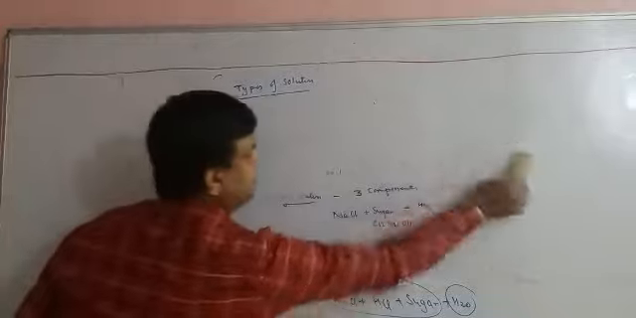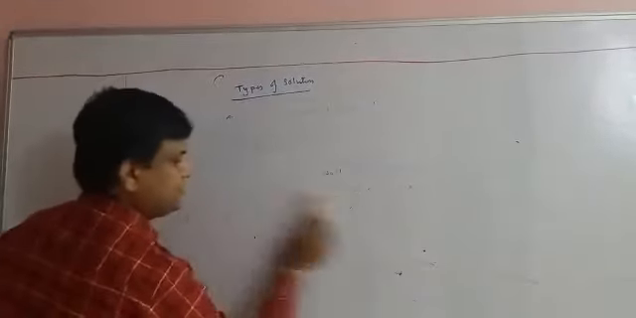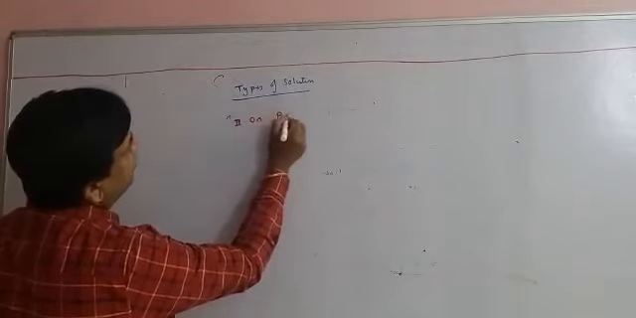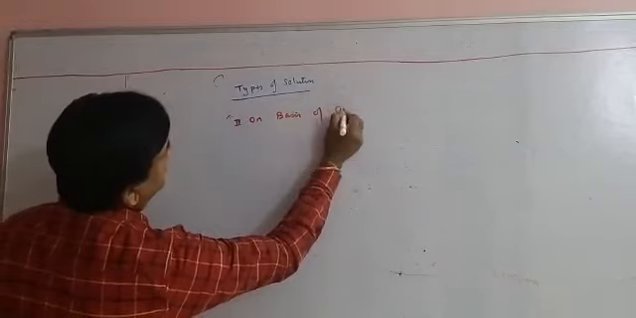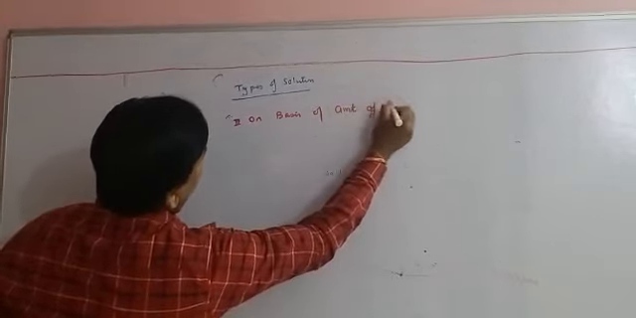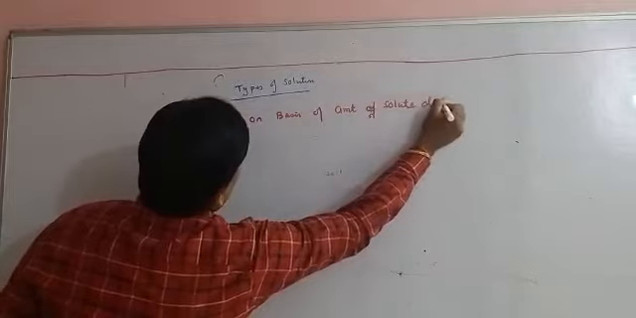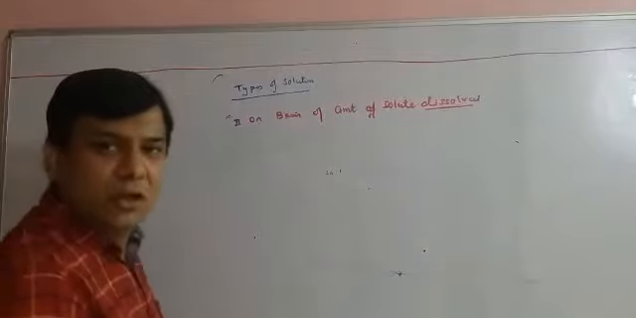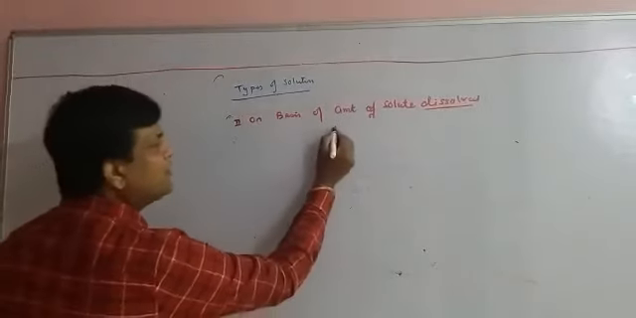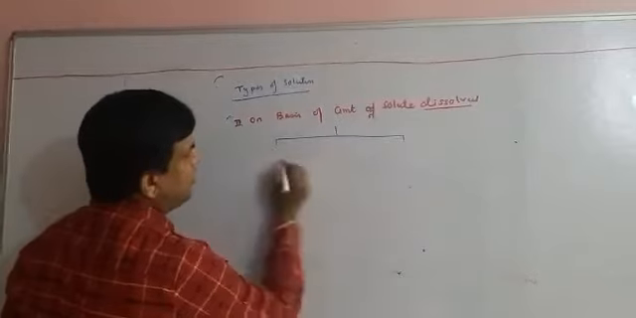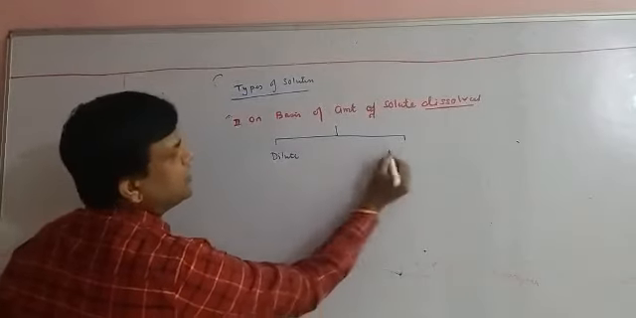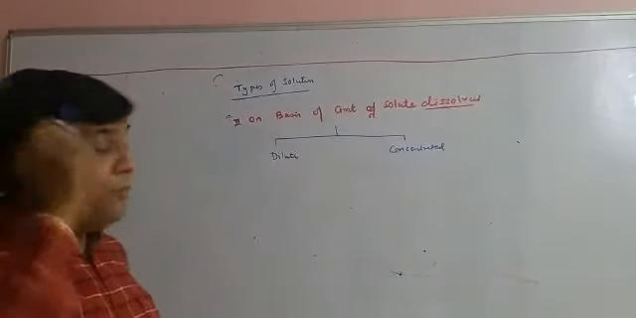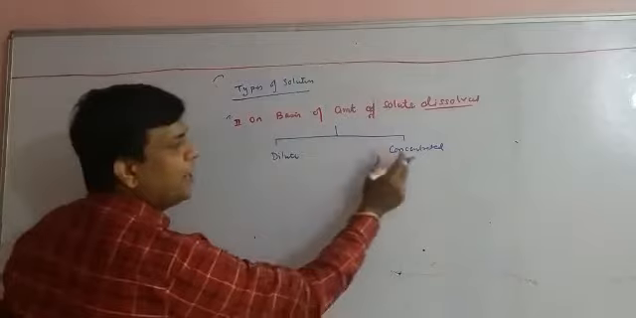Second, is on the basis of amount of solute dissolved. Remember this point, the word is dissolved. On the basis of amount of solute dissolved, on this basis, we have got two types of the solution. First is dilute solution and second is concentrated solution. What do you mean by the word dilute solution and concentrated solution?